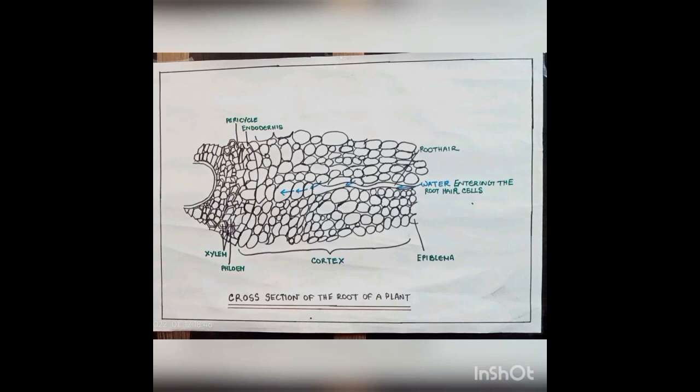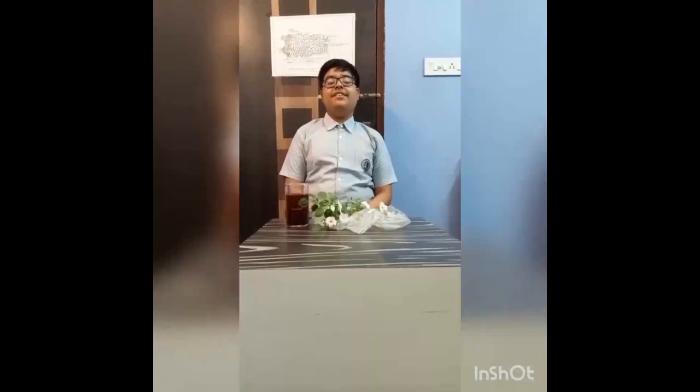The water and minerals absorbed by the roots are moved upwards through xylem to other plant parts such as stems, leaves and flowers. This upward movement of cell sap which contains water and minerals is called the ascent of sap. So this is how ascent of sap occurs in plants. So now let us go to the activity.